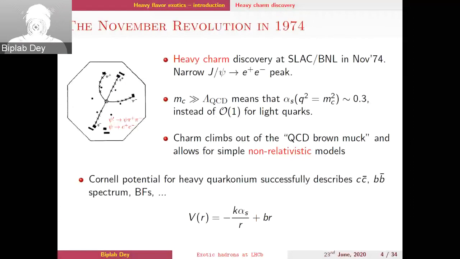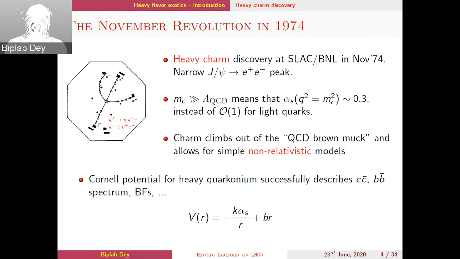And along that line, for example, this so-called Cornell potential, where you have a Coulomb-like term and then a confinement term, was actually quite successful in predicting the observed c c-bar and b b-bar spectrum and their branching fractions as well. So a lot of things went right with these non-relativistic models.